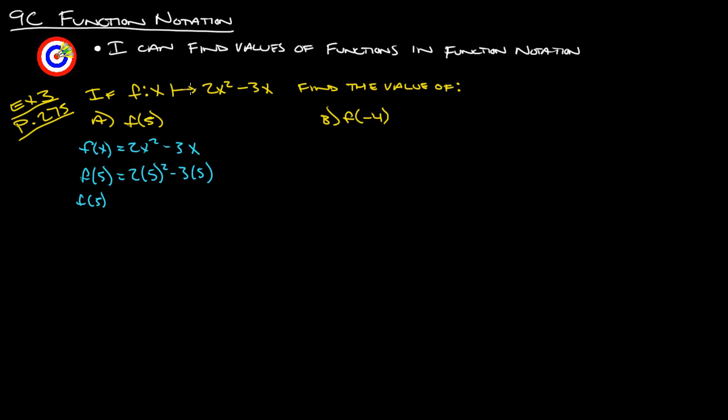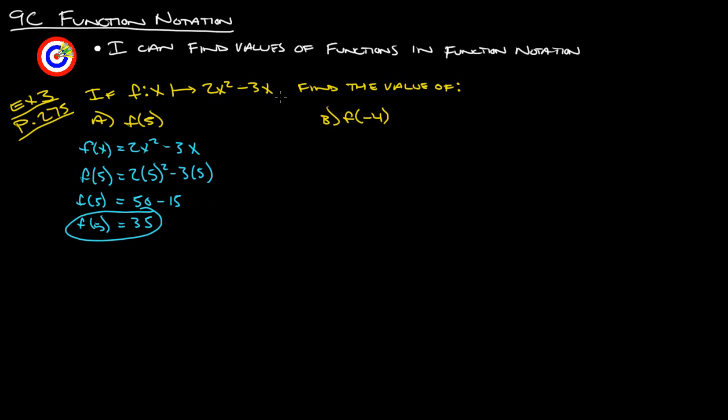So the function of 5. If you put 5 into this function that's being converted, then you will get this here, and then we just simplify it. So 5 squared is 25, and 25 times 2 is 50, and then negative 3 times 5 is negative 15, so f of 5 is 35.